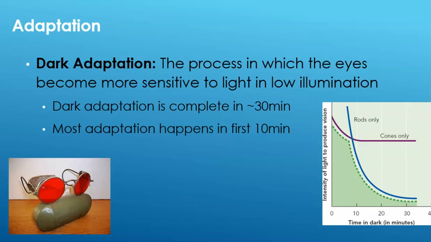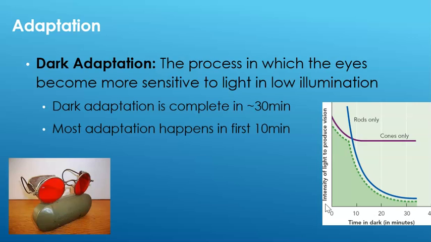Now, sometimes you can see this happen after just 10 minutes in the dark, because most of this adaptation happens in the first 10 minutes, but then it does take about another 20 minutes for this adaptation to kick in to full effect. If we look at this graph over here on the right side, on the x-axis we have time in the dark in minutes, and on the y-axis we have the intensity of light to produce vision.